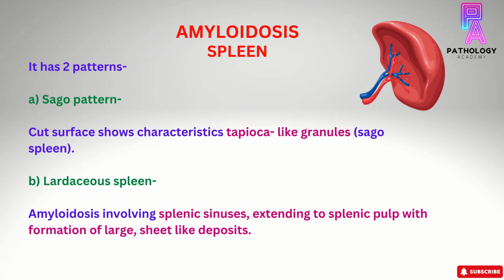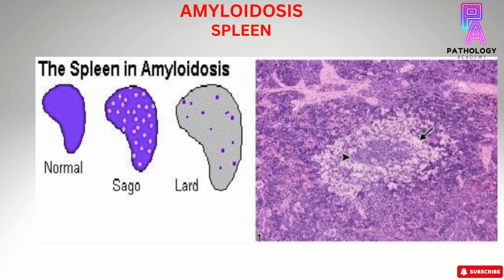Coming to the amyloidosis of the spleen. Well, in amyloidosis of spleen, there are two different types of pattern, a sago pattern and a lardaceous pattern. In sago pattern, the cut surface shows characteristic tapioca-like granules, also known as sago spleen, and in lardaceous spleen, amyloidosis involves splenic sinuses extending to splenic pulp with formation of large sheet-like deposits.